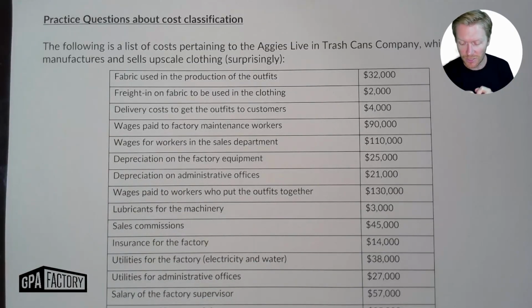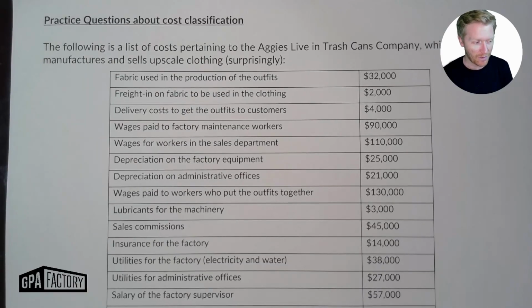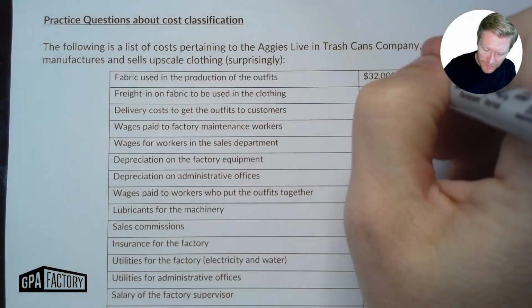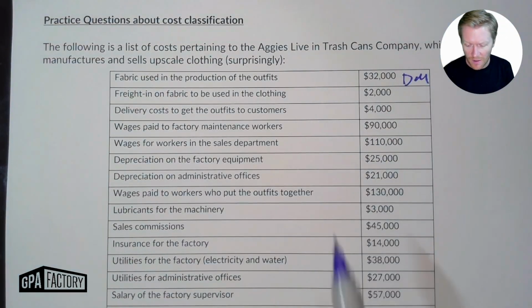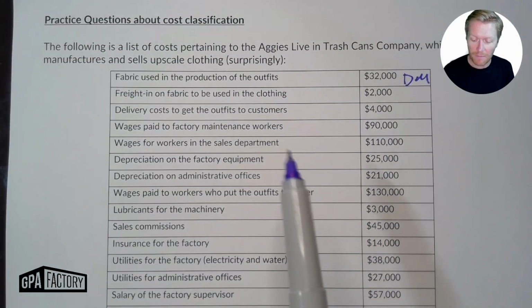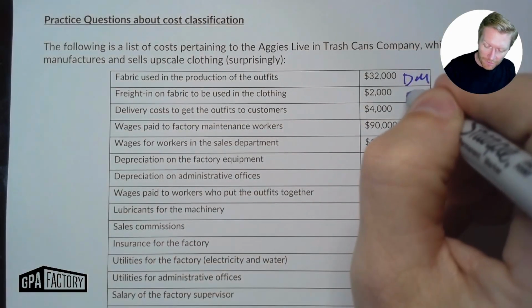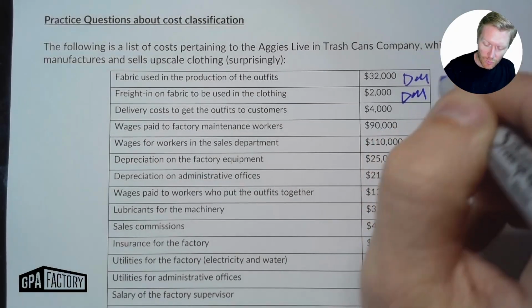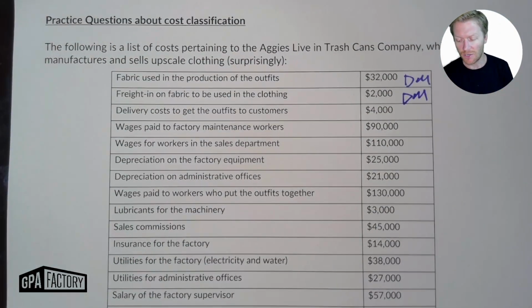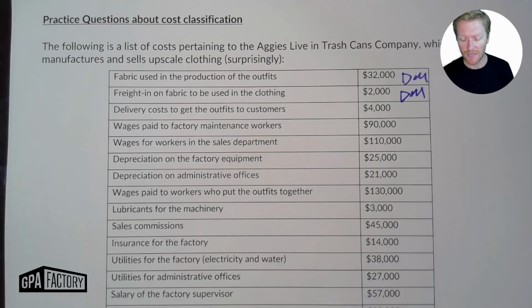Okay, fabric used in the production of the outfits. The actual fabric, that's going to be pretty much clear as day. Direct materials, not too bad there. Freight in on the fabric used in the clothing. Okay, freight in is direct materials as well. All of those shipping costs that are spent to get the materials to us.